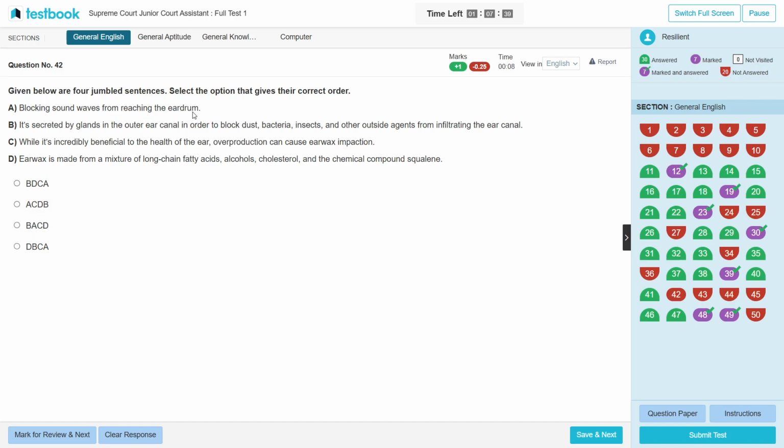Blocking sound waves from reaching the eardrum. Earwax is made from a mixture of long-chain fatty acids, alcohols, cholesterols, and the chemical compound valine. It is secreted by glands in our outer ear canal in order to block dust. While it is incredibly beneficial to the health of the ear, overproduction can cause earwax infection, blocking sound waves from reaching the ear.